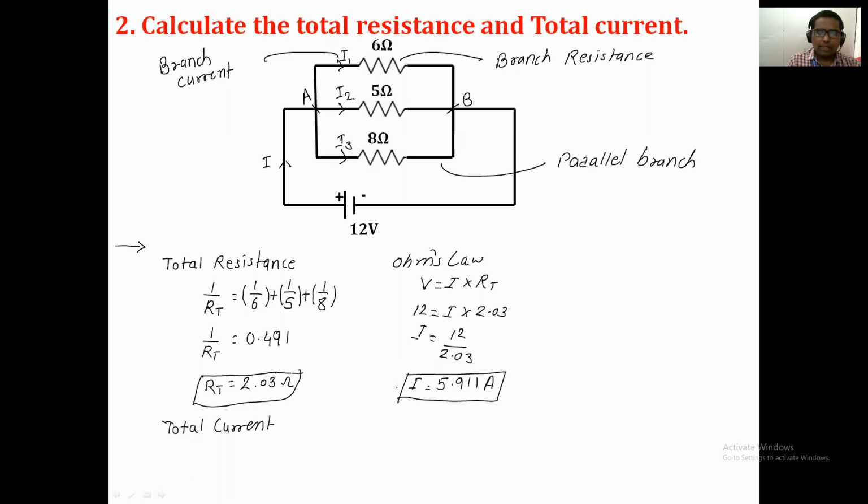Now, just concentrate on the diagram. According to the properties of a parallel circuit, what is the voltage across the 6 ohm resistor? 12 volt. Yes. What is the voltage across the 5 ohm resistor? 12. And what is the voltage across the 8 ohm resistor? 12. Because we know that the property is that the voltage across every parallel branch remains the same, and that is nothing but 12 volt.